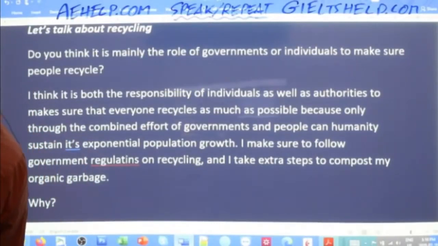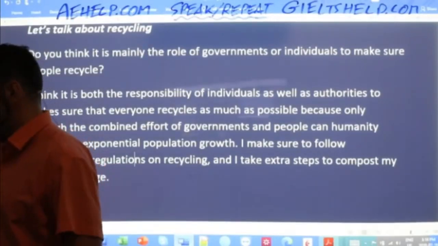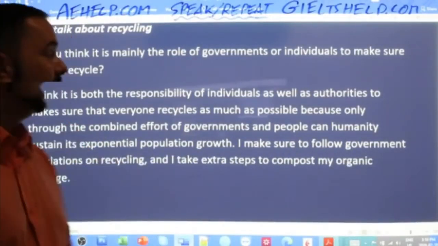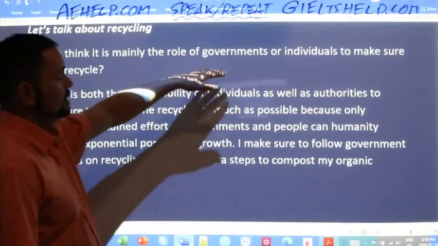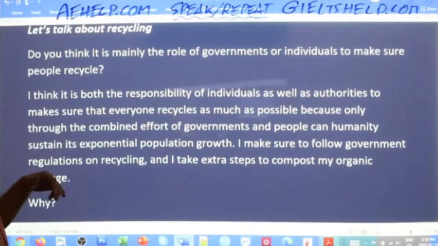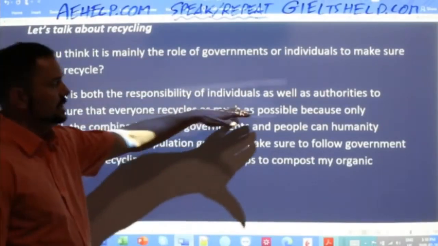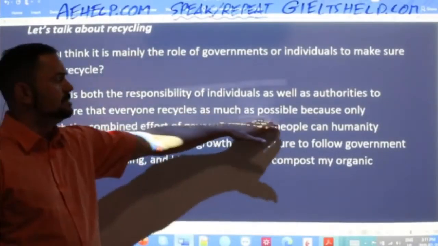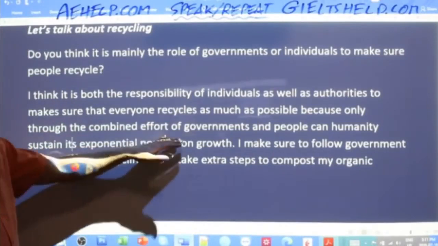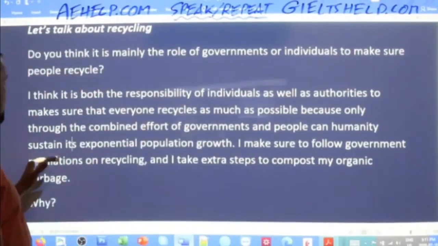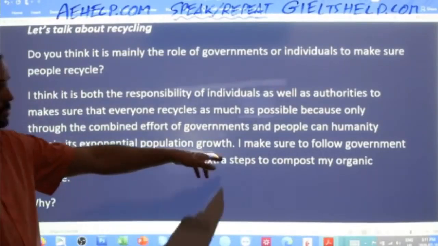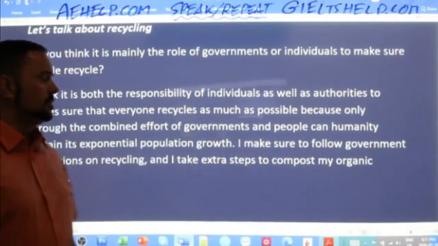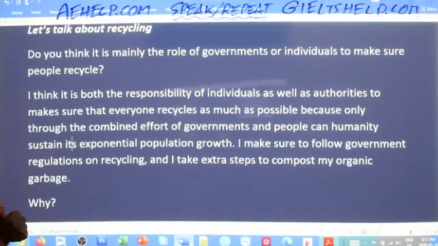So you can see that answer, explanations, and example. Here we go, students. Repeat after me. So do you think it's mainly the role of governments or individuals to make sure people recycle? I think it is both the responsibility of individuals as well as authorities to make sure that everyone recycles as much as possible, because only through the combined effort of governments and people can humanity sustain its exponential population growth. I make sure to follow government regulations on recycling, and I take extra steps to compost my organic garbage. And I hope you do too.